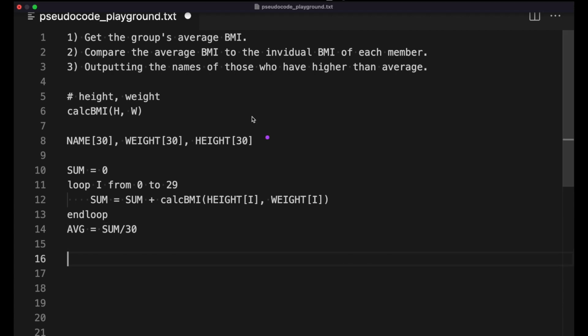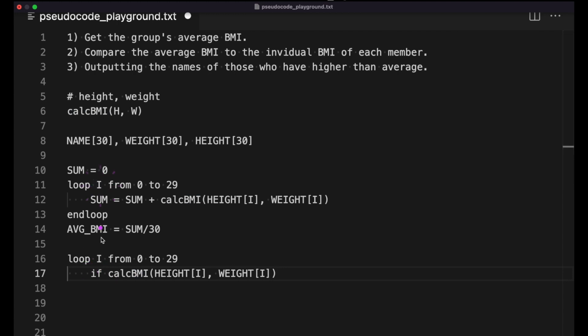So now that we have the average, we can compare the average BMI to the individual BMI of each member. So what we're going to do here is, again, we're going to do loop I from 0 to 29, because we're going to go through every single member, get their individual BMI, and then compare it to our average in an if statement. Actually, let's go ahead and just call this average BMI just to be a bit more clear. So now that we've got that, we're going to say if calc BMI. Actually, we're just going to copy this right here. Now this would work. We can use I for both of these, but let's just say to be a bit more clear, I'll just change the name of the counter to J.